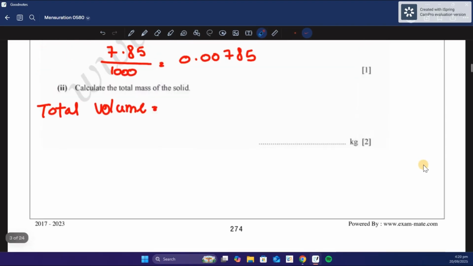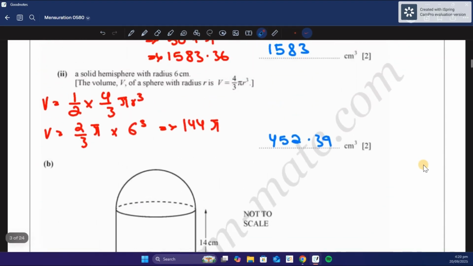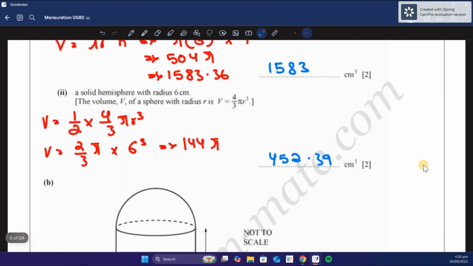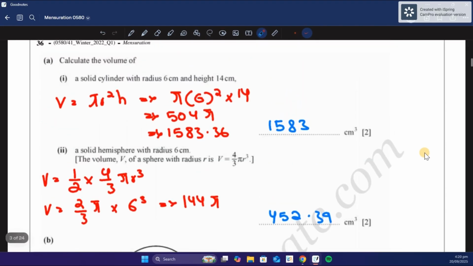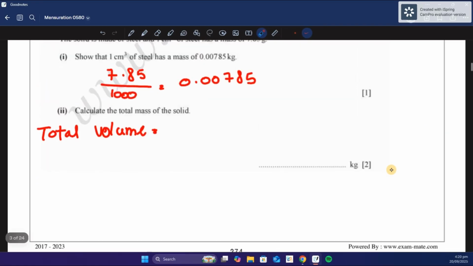Alright, so we already know the volume of the hemisphere, which was 144 pi, and we already know the volume of the solid cylinder, which is 504 pi. So we're just going to add these two. So 504 pi plus 144 pi, and if we take out the sum, that would give us 648 pi. Okay, that's the volume.